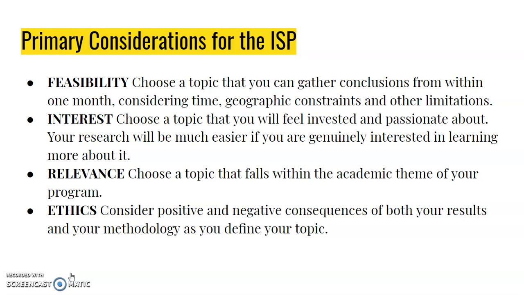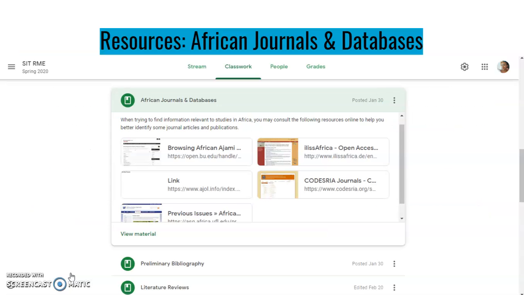Primary considerations for your ISP. You want to make sure you look into the feasibility of your topic, that you are choosing a topic that will be easy for you to conduct within the time and geographic constraints that we unfortunately find ourselves in at this moment. That your topic is interesting, so you choose something that you feel invested in, passionate about, or just curious to explore. That it is relevant to the SIT program that you are in, and ethically that you consider the positive and negative aspects of conducting this type of research.